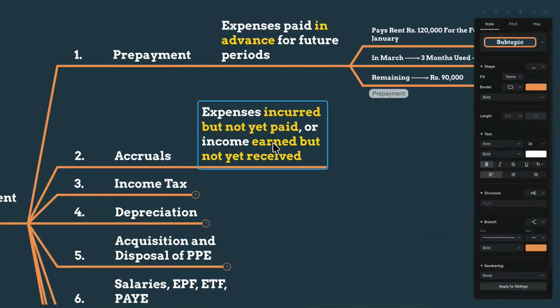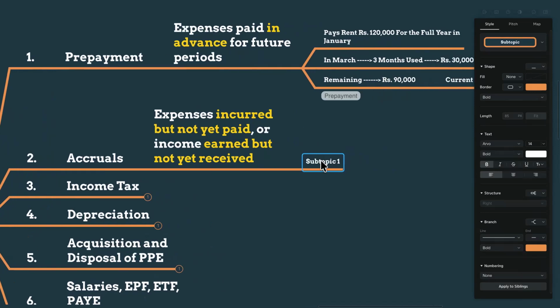So let's say, for example, let's talk about the electricity bill. Okay, your electricity bill for December. Okay, let me talk about the electricity bill for December.